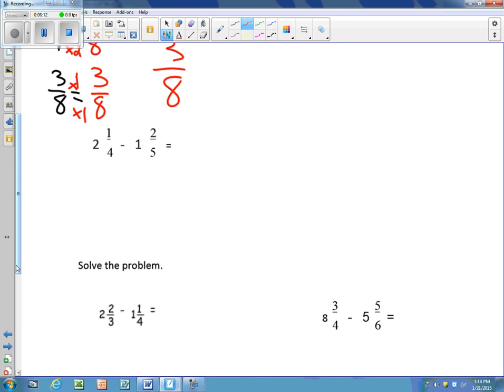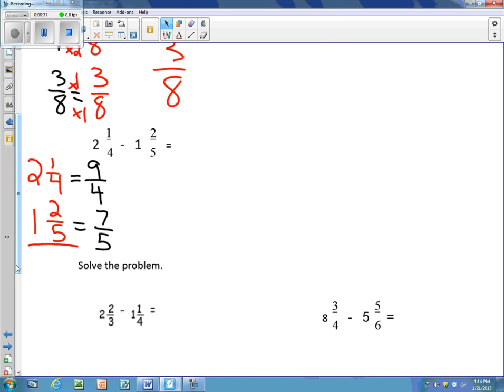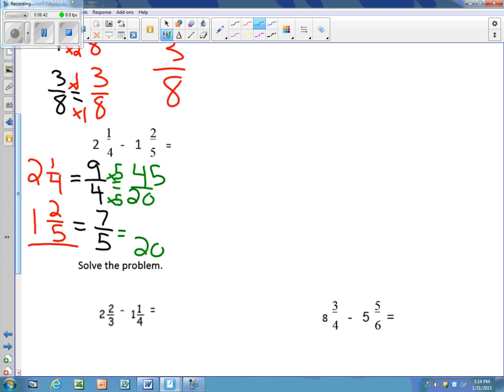Next, just like I did before, when I have mixed numbers, I have to turn them into improper fractions. I have to make sure that when I'm supposed to be subtracting, I subtract as well. So when I do this, 4 times 2 is 8, plus 1 is 9. And over here, 5 times 1 is 5, plus 2 is 7. Now I have to find a common denominator. And when I look at these two, my common denominator is 20. So I know this is times 5, so this is times 5, which will get me to 45. And this one was times 4, so this is times 4, and it gets me to 28. And when I subtract these two, I get 17 20ths.